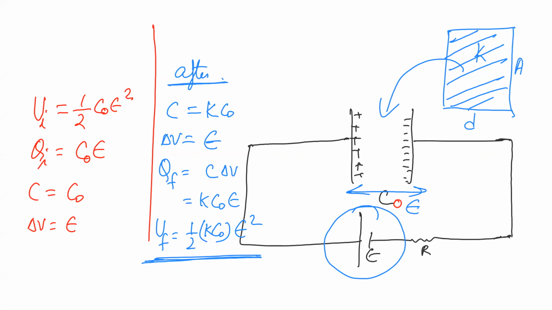Case 1. You can write this case 1 as insertion of dielectric while battery is connected. Again, case 1 is insertion of dielectric while battery is connected. Okay. Case 2 will be battery is disconnected after charging it. So this is case 1. Anyone has any difficulty in case 1? Any doubt in case 1? Okay, let's go to case 2.